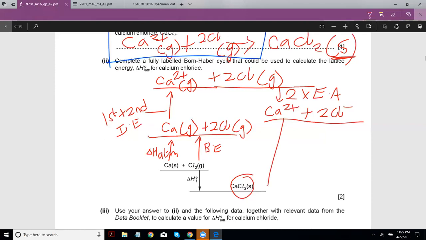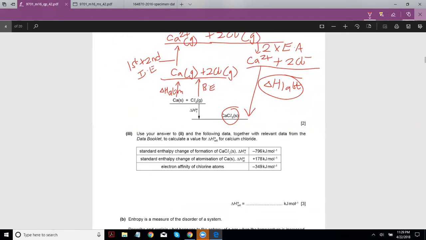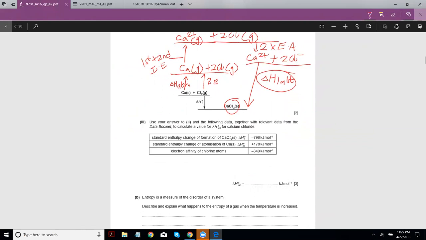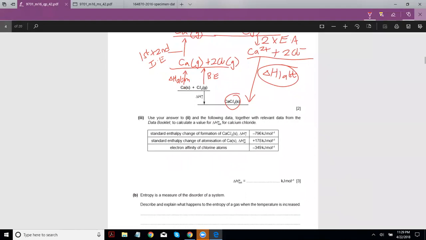And now this goes all the way down to the equation with lattice energy. This is lattice energy, which is what you need, and they probably want us to calculate it now. Yeah, that's what they want us to do. So let's calculate.